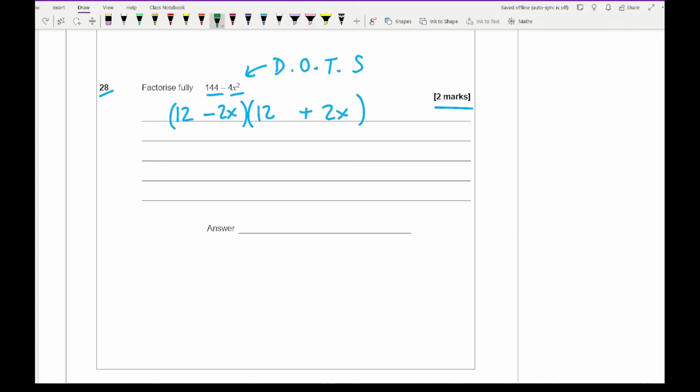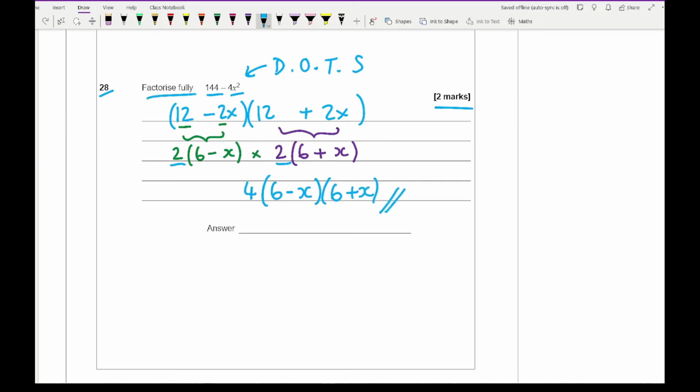However, on close inspection, you can see that inside each of the brackets you've got a factor of 2. So this can be factorized as 2 times 6 minus x, and this can also be factorized as 2 times x plus 6. Then we can simplify by multiplying the 2s together to get 4, and it's going to be 4 times 6 minus x, times 6 plus x, and there we have factorized fully as instructed in the question.